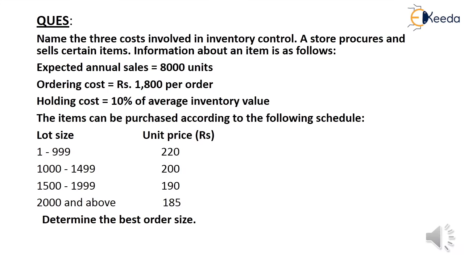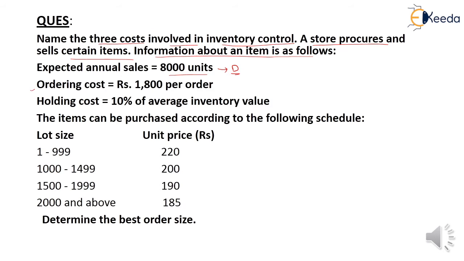Please read the question. Name the three costs which are involved in inventory control. A store procures and sells a certain item. Information about the item is as follows. Expected annual sale is 8,000 units. It is nothing but capital D, the annual consumption of items.